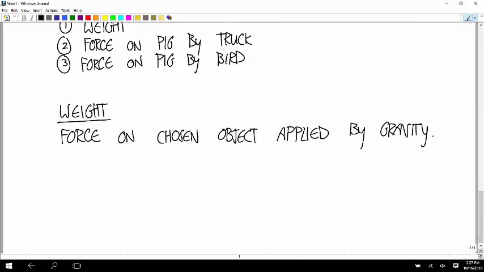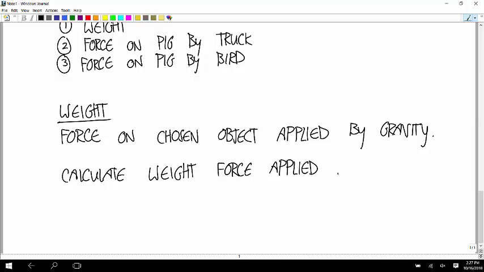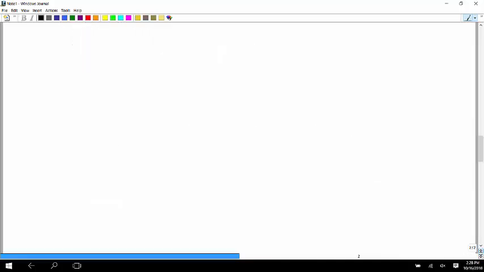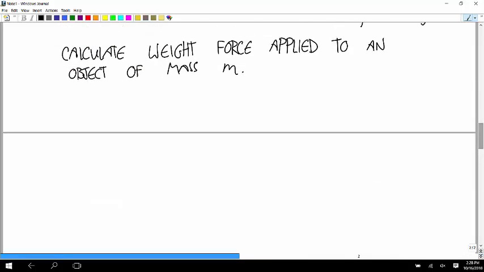And we're going to be able to figure this out just based on the stuff that we know so far. So to do that, let's calculate the weight force applied to an object of mass m. Okay. And the way we're going to do that is imagine that this object with a mass m is in free fall.